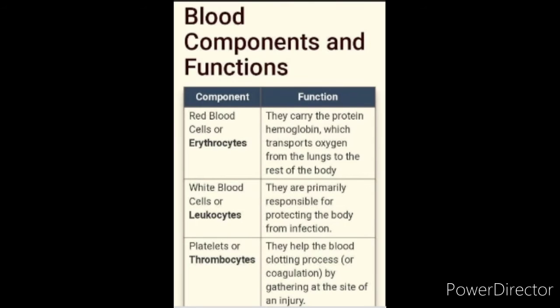There are three corpuscles present in blood. First one is RBCs, that is red blood corpuscles, otherwise called erythrocytes. WBCs, white blood corpuscles, are otherwise called leukocytes. Third one is blood platelets, otherwise called thrombocytes. Let us see the function of each and every corpuscle.